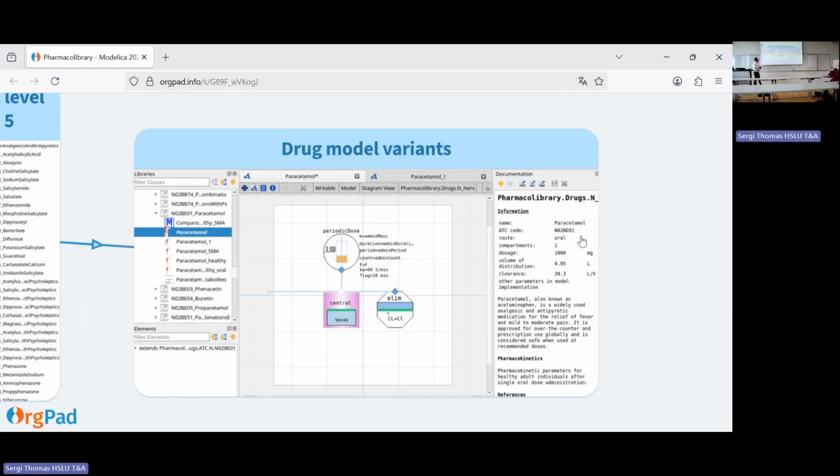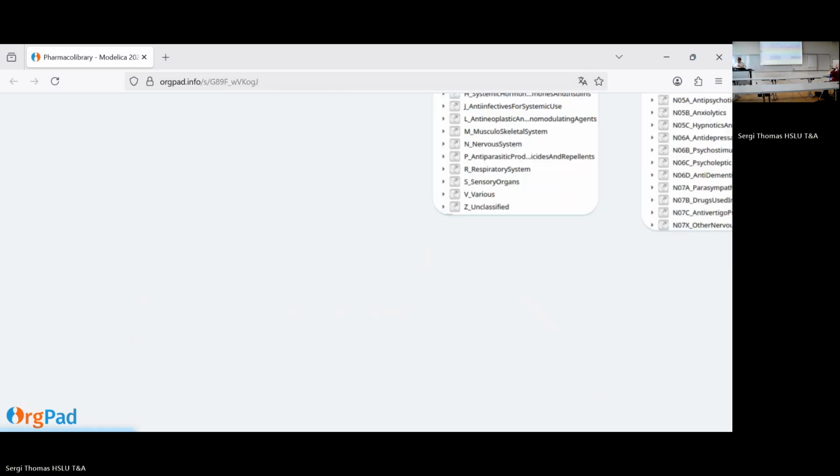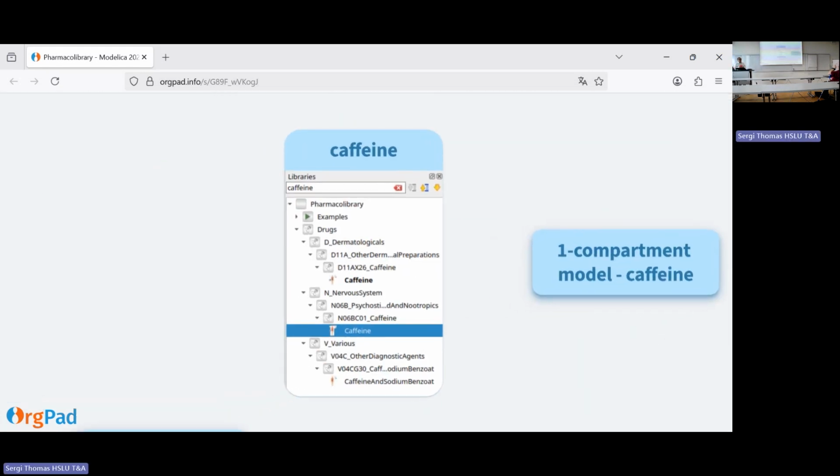So there is the one compartment model of paracetamol, simplified. The parameters, clearance and volume of distribution, are taken from literature, but we use PubMed, DrugBank, and also a large language model to extract such information. So not all the drugs and information are correct, but most of them are now quite according to what is published.